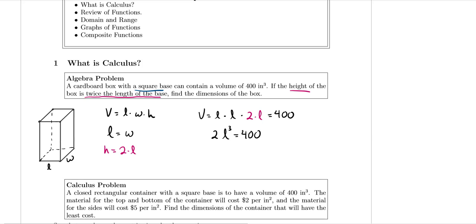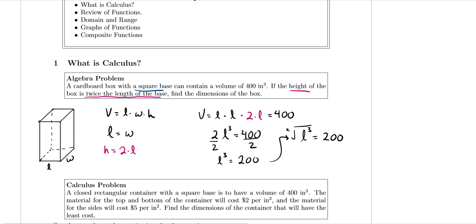Okay, so we can figure out what has to be the length. So let's solve for L. Divide by 2, divide by 2, so we get L cubed equals 200. Alrighty, now we can go ahead and take the cube root. So L cubed equals 200.